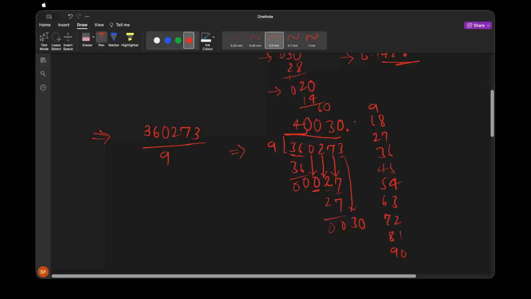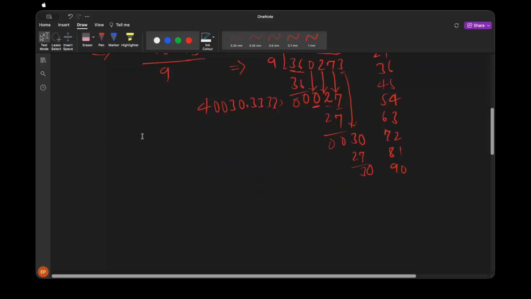Now 9 threes are 27. Remaining 3, I can take 10 because I already kept a decimal. Again it is 9 threes are 27. It will go on 3333. So the answer is 40030.33333. It will continue.